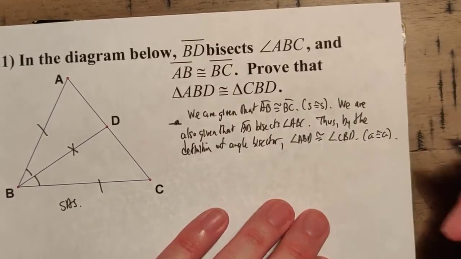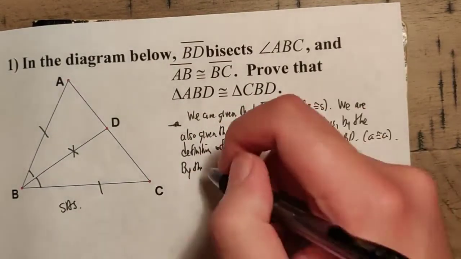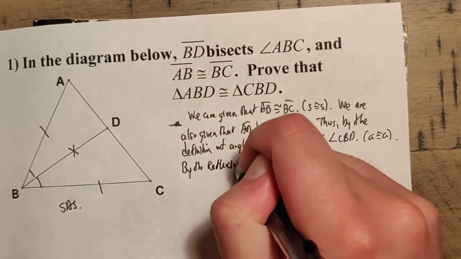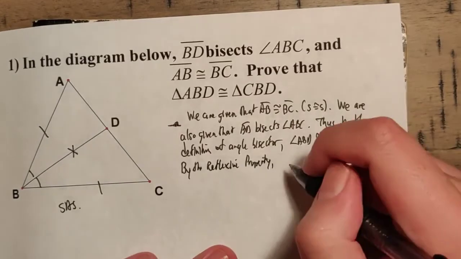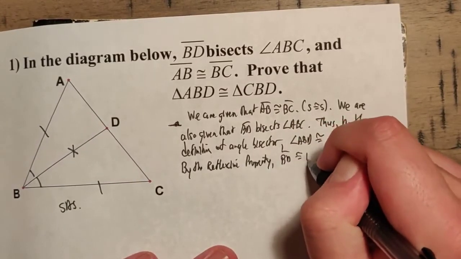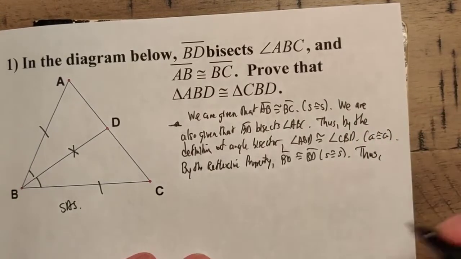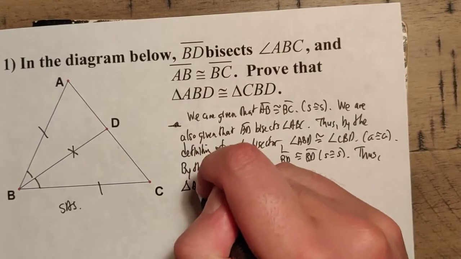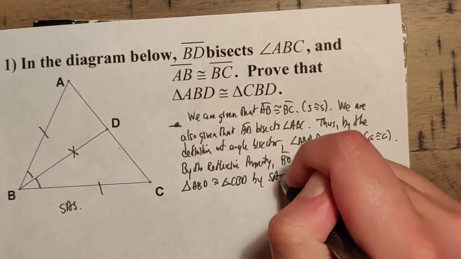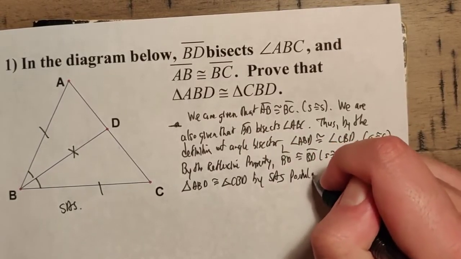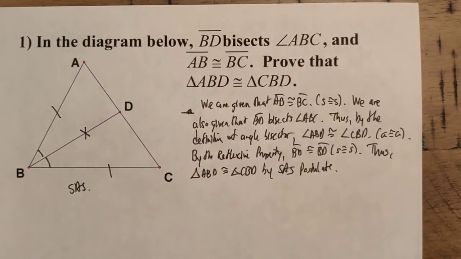That's great. Okay. By the reflexive property, BD is congruent to itself, and that's our last pair of sides. Thus, we can say triangle ABD is congruent to triangle CBD here by side angle side. Okay? And you can see this proof works out really nicely. It's a very nice, short, and sweet proof.